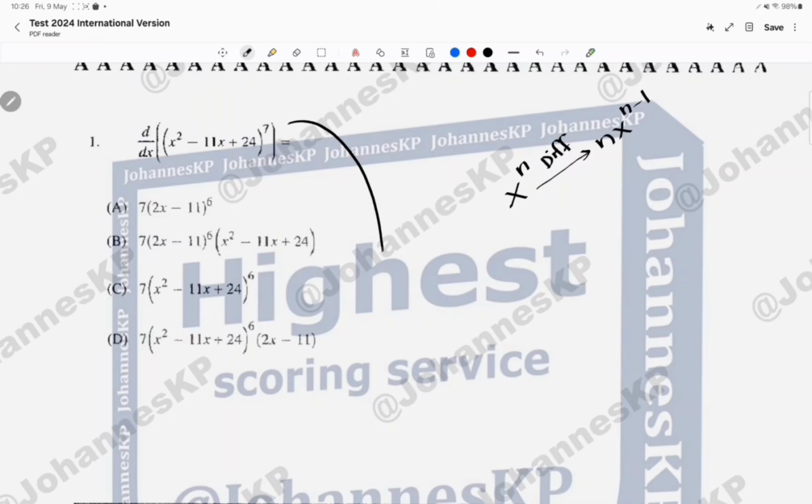So like here right now, this 7 will go down. You're going to have (x squared minus 11x plus 24), and the power becomes 6. But now you have one more step. You know what that is? The inner. You must take the derivative of the inner one. So go ahead. What's the derivative of x squared?